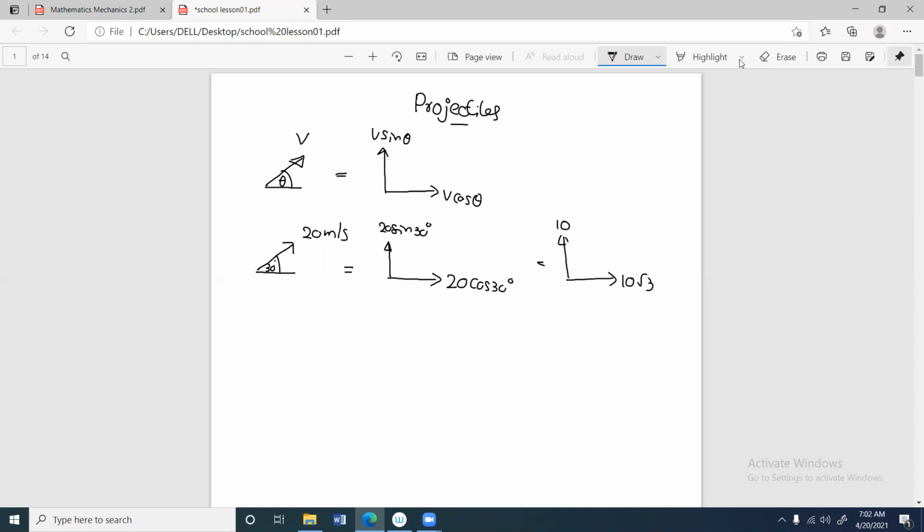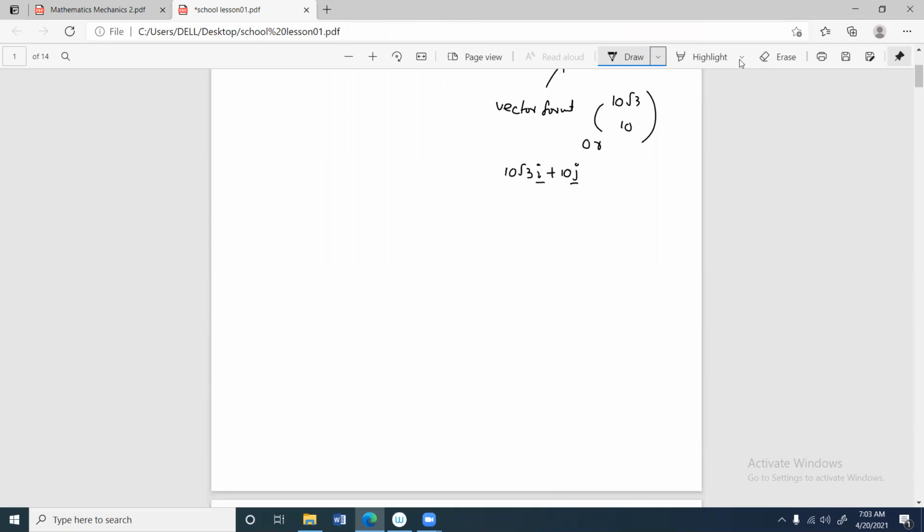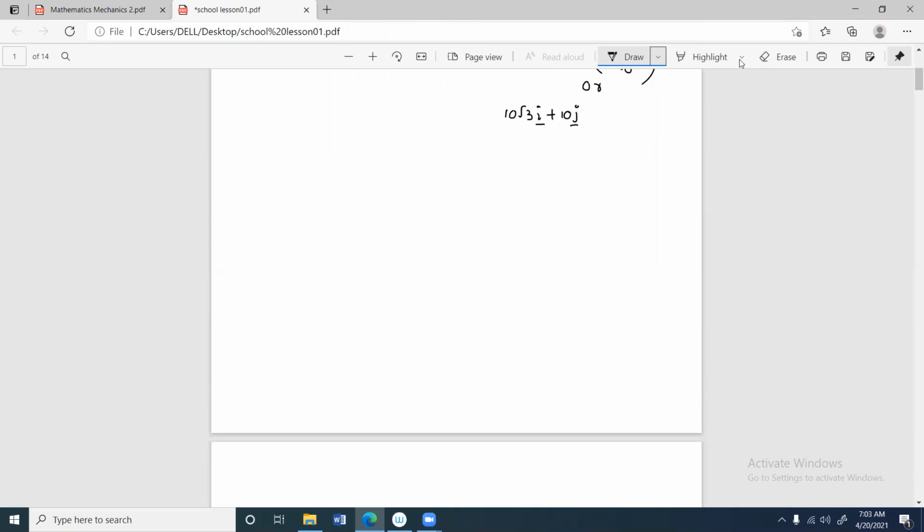Certain questions need the vector format of this answer. In vector format you can write 10 root 3 as the i component and 10 as the j component, or write this as 10 root 3 i plus 10 j. In later questions, we will understand the use of learning this vector format in this topic, and in other topics too. So we should learn these facts, right?